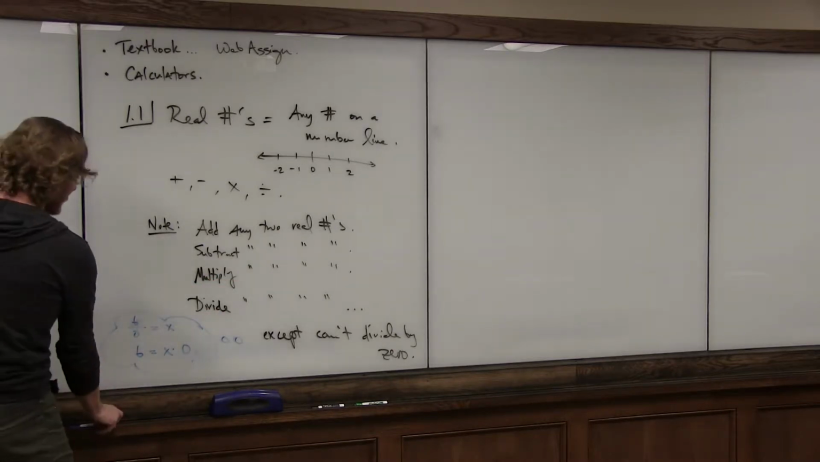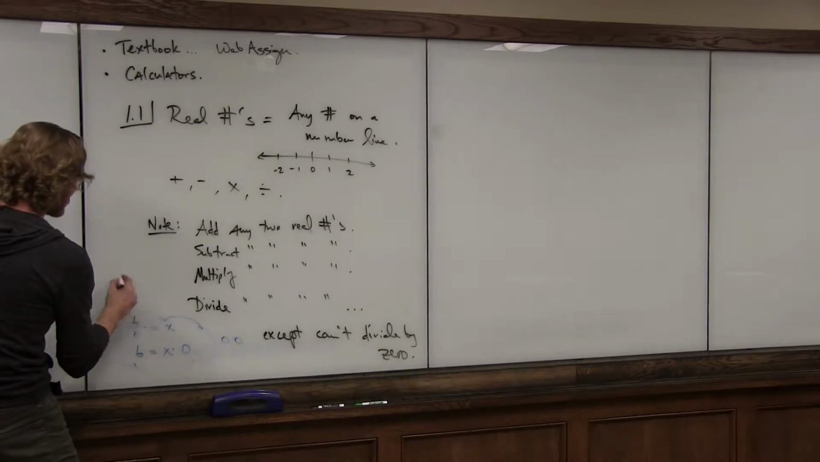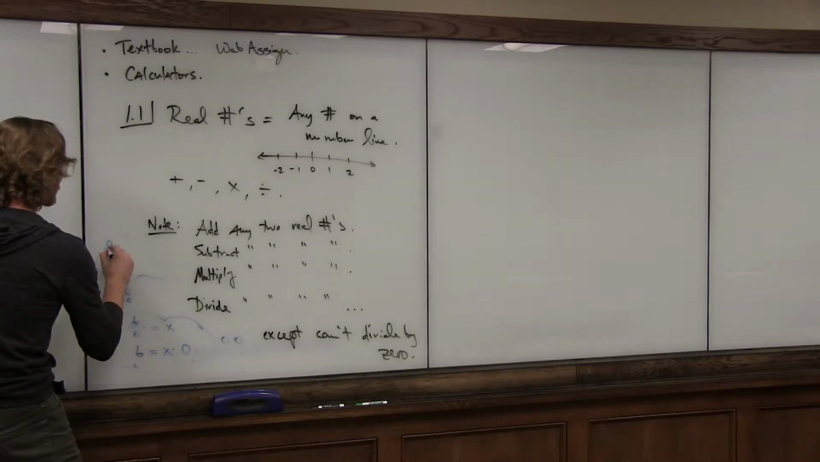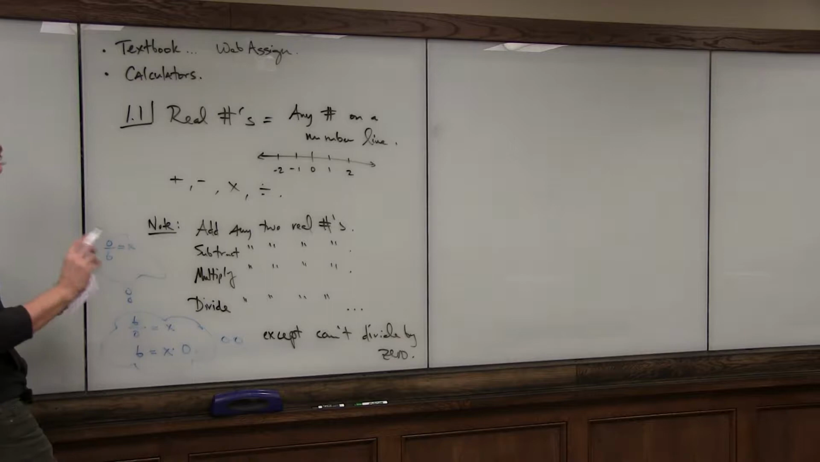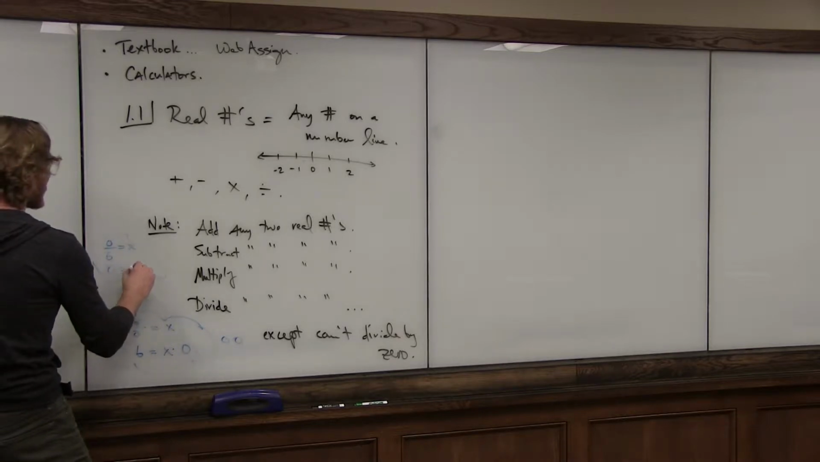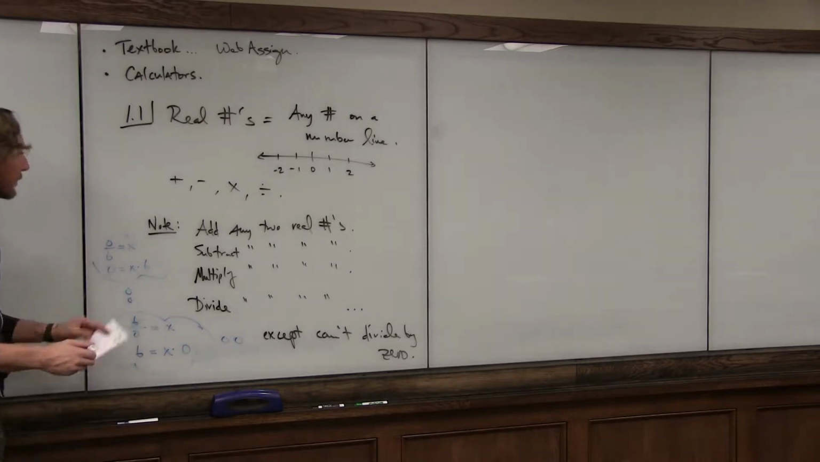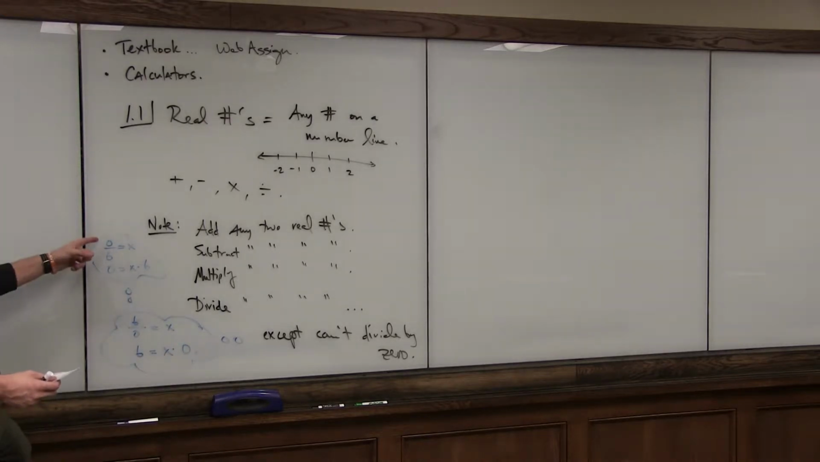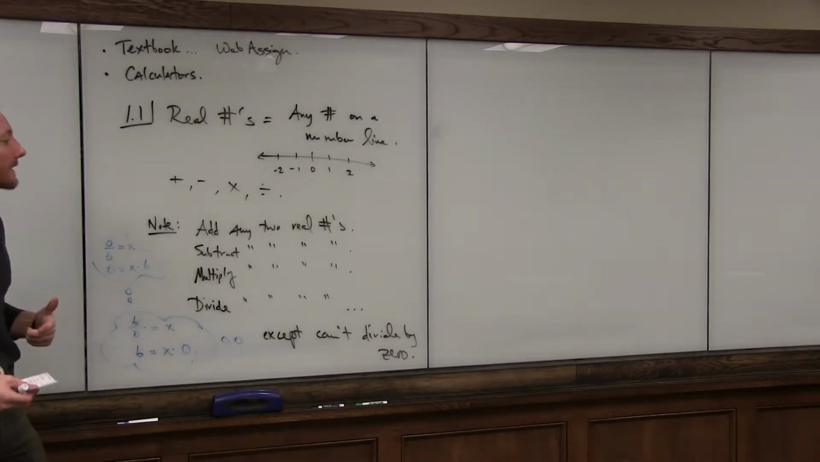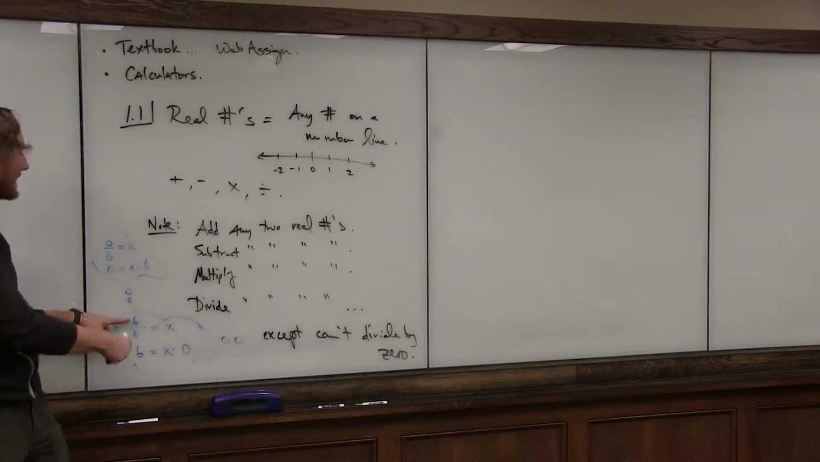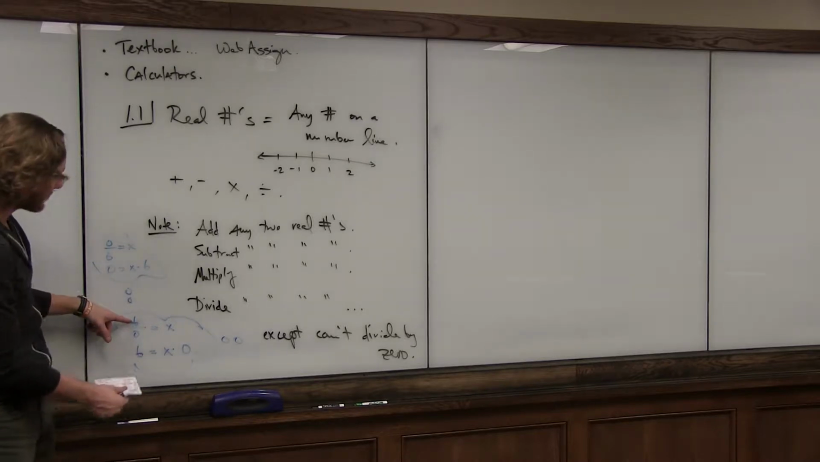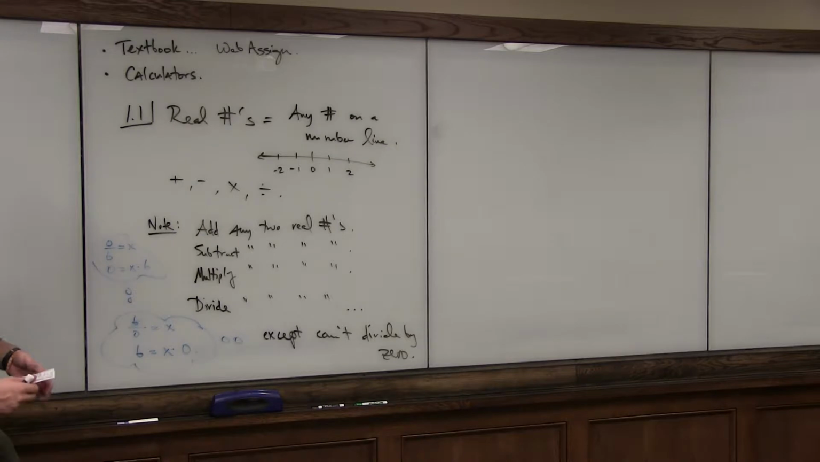Now, let me be very clear about this as well. If it was 0 divided by 6, totally different story, right? Multiply both sides by 6. The number that multiplies by 6 to be 0 is 0. So you can take 0 and divide it by anything that's not 0, but you can't take anything which is not 0 and divide it by 0 and make anything that makes sense.